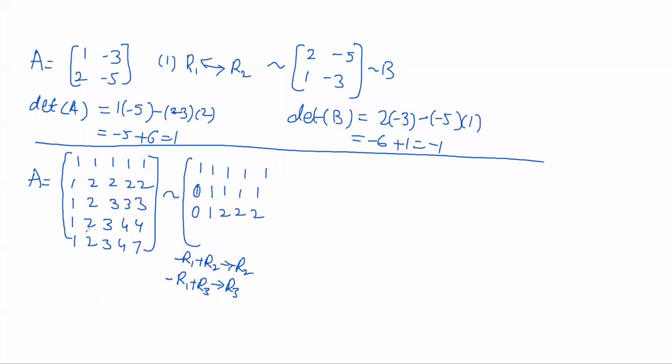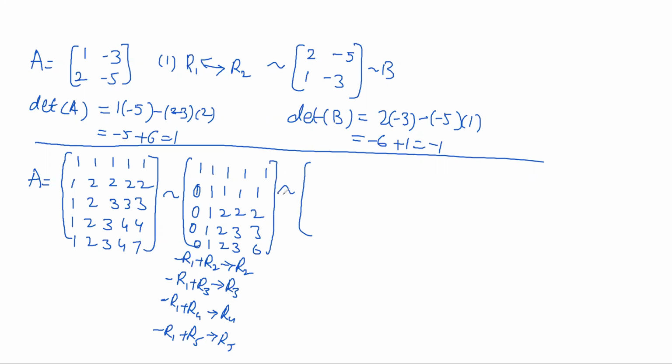And for this, minus row 1 plus R4, that is the new R4. Similarly, minus row 1 plus row 5, you will get R5. Anyway, these are simple operations, very easy to understand. So you will get 0, 1, 2, 3, 3, and then you will get 0, 1, 2, 3, 6.